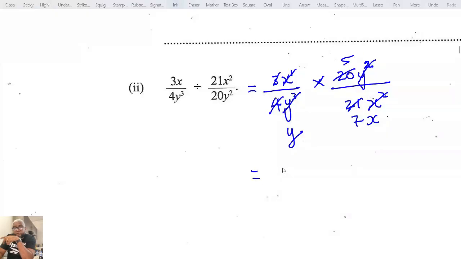So let me see what's going on top. 5 alone is in the numerator position. Underneath we'll have y multiplied by 7x, which will be 7xy. So done. Right?